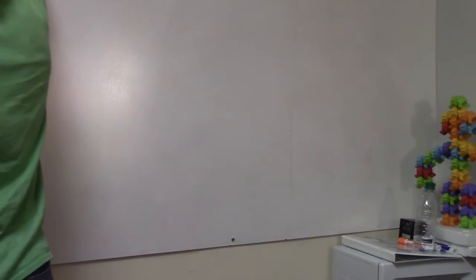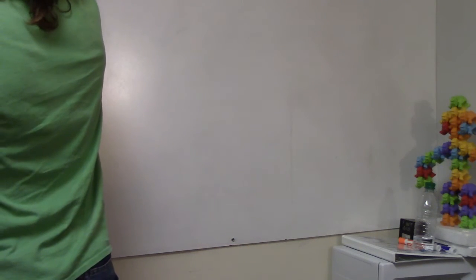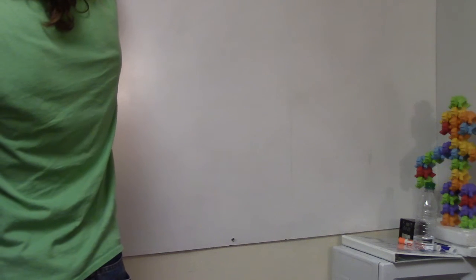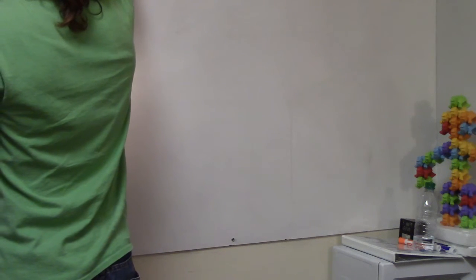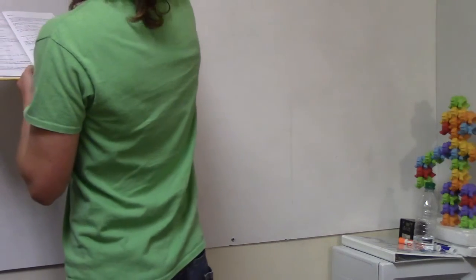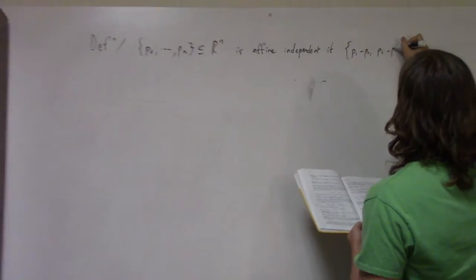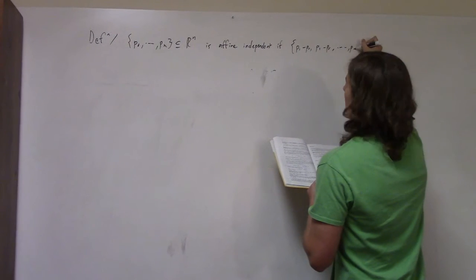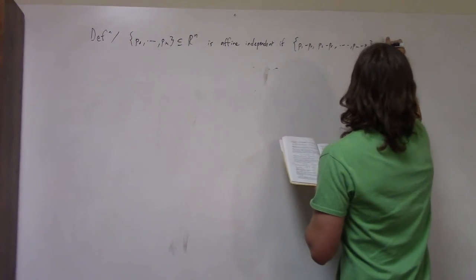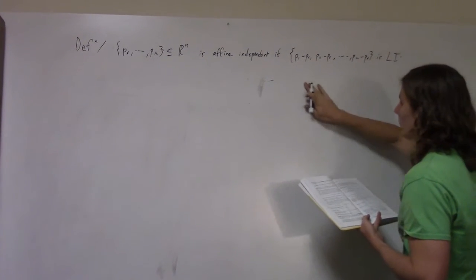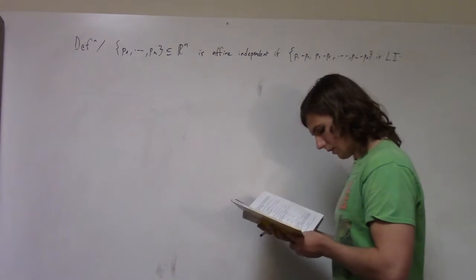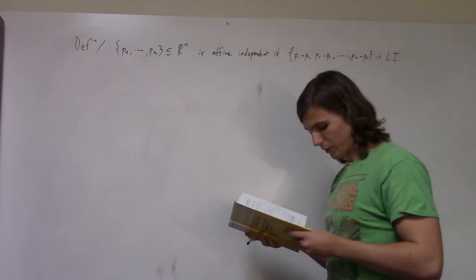So if you have an ordered set P naught, P1, through PM, a subset of R^n, that's going to be denoted affine independent if the set P1 minus P naught, P2 minus P naught, through PM minus P naught is linearly independent. Okay, so in the linear algebra sense.